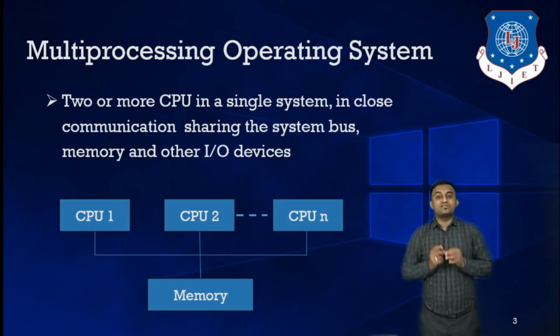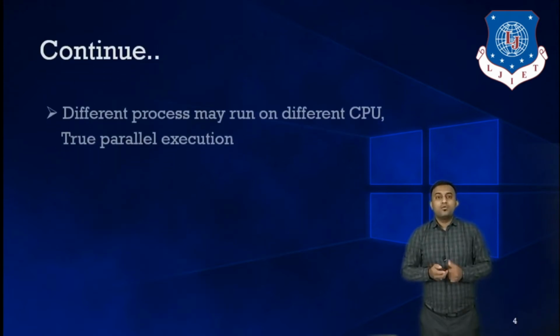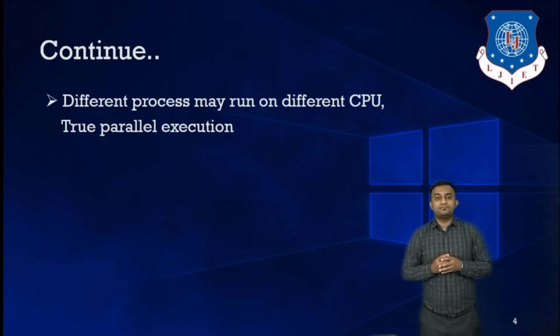So two or more CPUs in a single system, in close communication, sharing the system bus, memory and other IO devices. In the case of multiprocessing system, all the other resources like system bus, memory, IO devices will be shared among the different processors we have. Now, in the case of multiprocessing operating system, different processes may run on different CPUs, so we are getting true parallelism. There is only one way through which we can achieve real parallelism: when you have more than one CPU in a single computer system. Then and then you can achieve real parallelism or real concurrency.